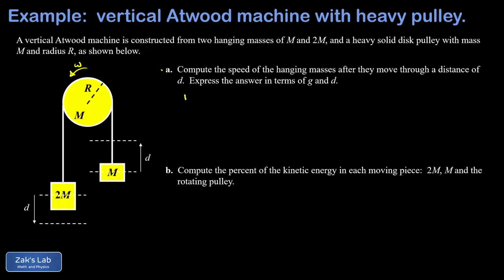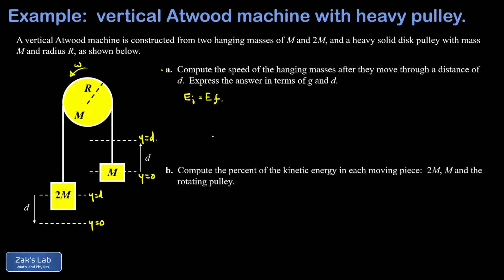So we apply energy conservation and say E initial is equal to E final. And we have to define the vertical coordinate carefully for each of these hanging masses. What I'm going to do for the mass 2m is call its initial vertical position d and its final vertical position 0. And for the mass m, I'll call its initial position 0 and its final position d.